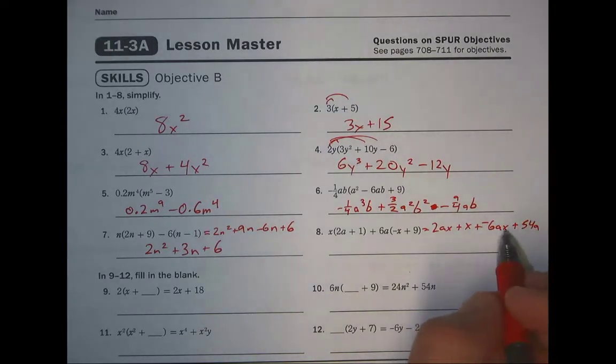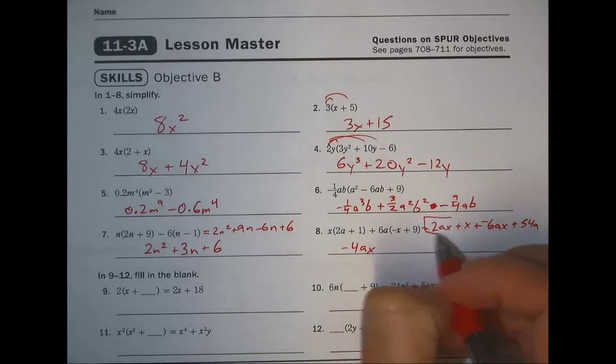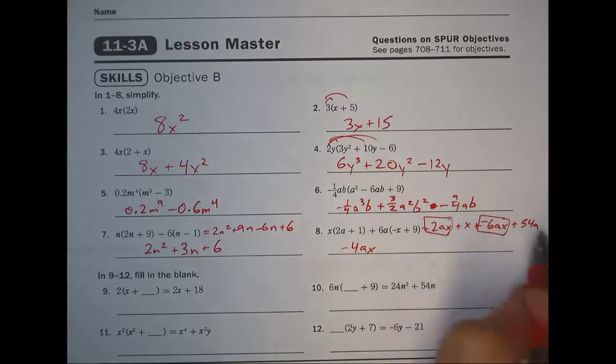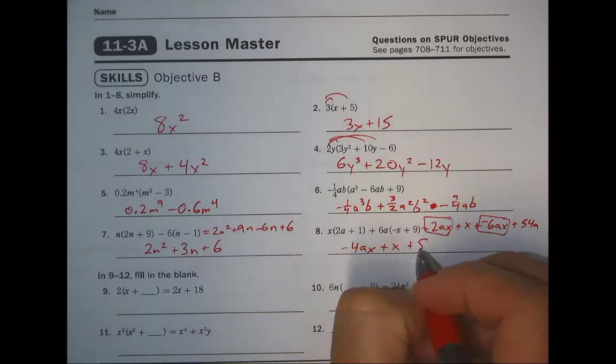All right, so we can combine these two together. That's negative 4ax. And everything else stays separate because they're just an x or just an a. So plus x plus 54a.